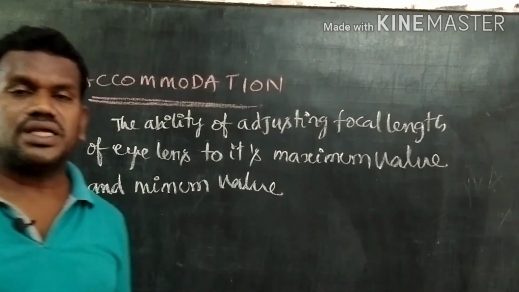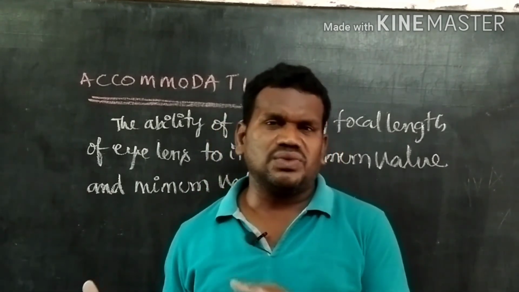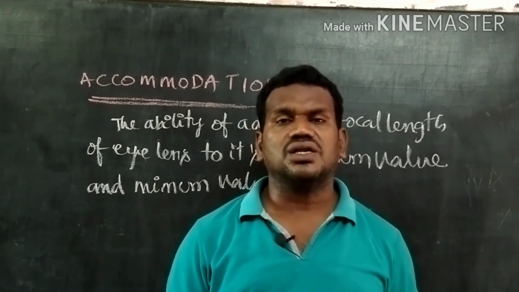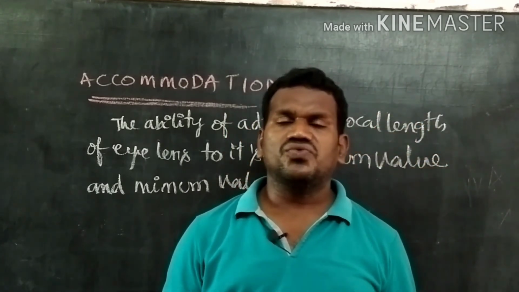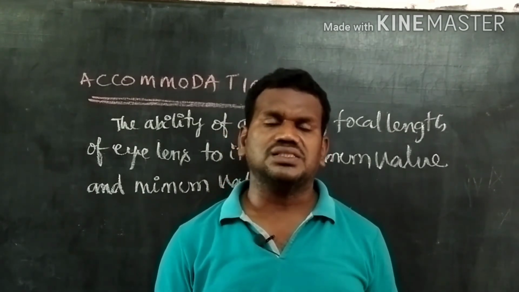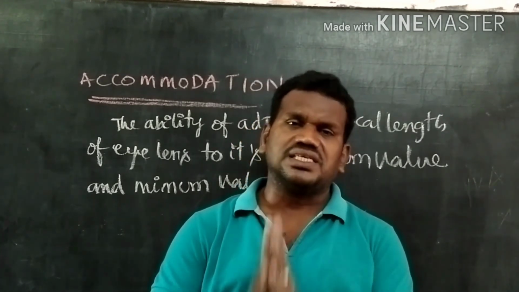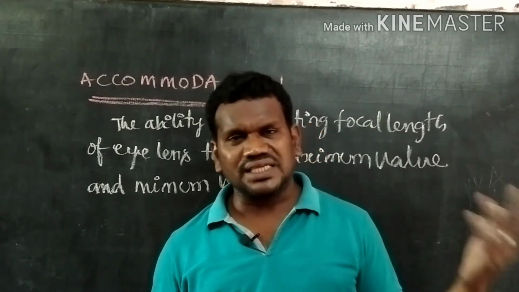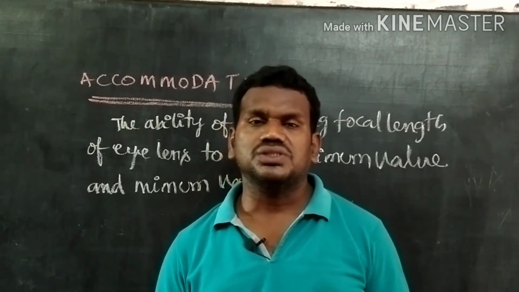Now we already know that the focal length of the eye lens is adjusted to a maximum value as well as a minimum value. Why is this happening? Because of the action of the ciliary muscles. We already know that ciliary muscles control the focal length of the eye lens. Whenever they expand and contract, the focal length of the eye lens may increase as well as decrease. That means our eye lens has an ability to adjust its focal length by itself to a maximum limit, that is 2.5 centimeters, and to a minimum limit, that is 2.27 centimeters.